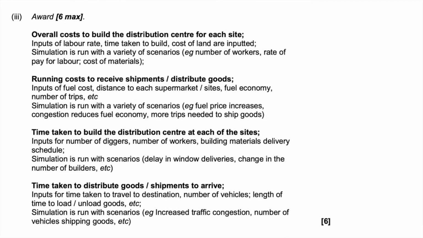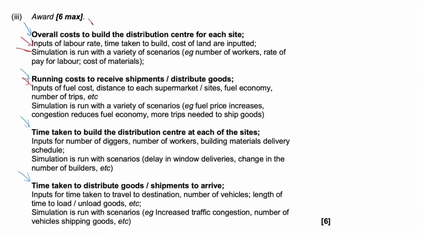There are quite a few possible answers, but we have to take a number of factors into account. What we'd first have to do is decide what those factors are: cost to build a distribution center, cost to receive shipments, time taken to build a distribution center, and time taken to distribute goods. Then for each of those, we would talk about what the inputs would be, which is right here. What were the variables that we'd input into those? And then also, once we had those inputs, in what situations or scenarios would we run the simulation? What variables would we change in the simulation?